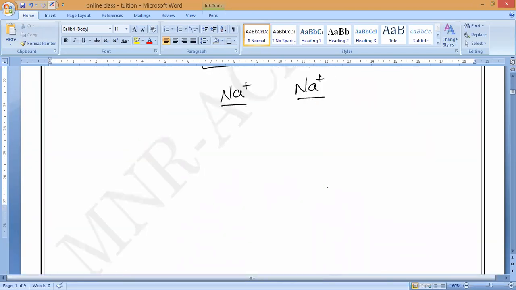Now, let us take example number 2. One more example, for better understanding. Let me take sodium chloride again. So, first salt, sodium chloride. What is the negative ion here? Can you say? What is the negative ion? Chlorine, sir.